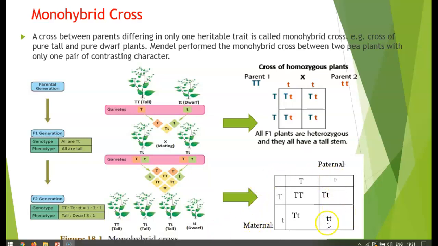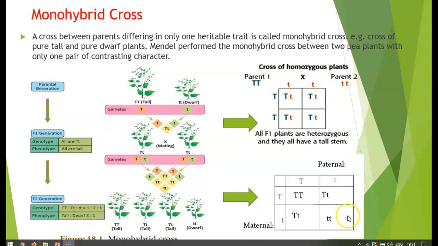So if you have to put this into ratios, the genotypic ratio is going to be 1 pure tall, 2 hybrid tall, and 1 pure dwarf. So the ratio comes to be 1:2:1. And the phenotype is going to be 3 tall and 1 dwarf, which is 3:1.